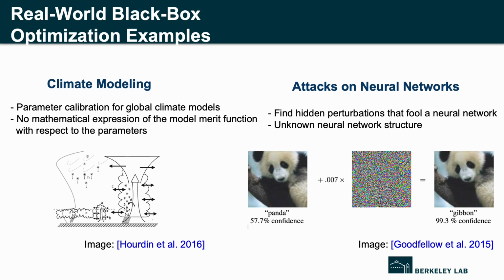And in recent machine learning research, some attacks on neural networks try to find hidden perturbations that can fool a neural network. The attackers do not know the structure of the neural network, and they are trying to solve a black box optimization problem to find the best noise to add to cheat the neural network. And after that, the neural network will recognize this figure as a gibbon instead of a panda.